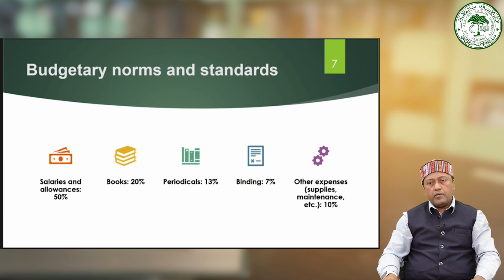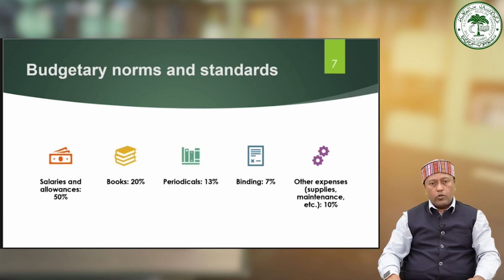So normally we have some budgetary norms also. In the end, I'll tell you about the budgetary norms. Budgetary norms and standards play a very crucial role in the financial planning and budgeting for libraries. These norms are established by professional experts, committees, and bodies to guide the estimation of funds required and the allocation of budget among different expenditure items. So you can see here, these are different heads.